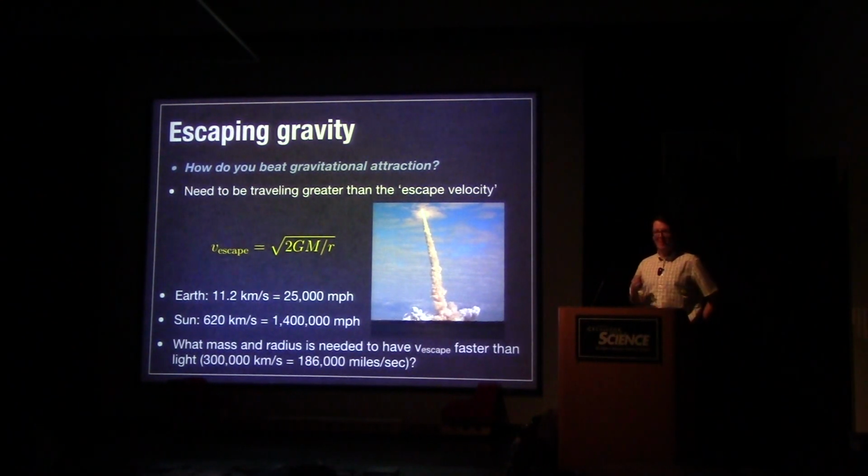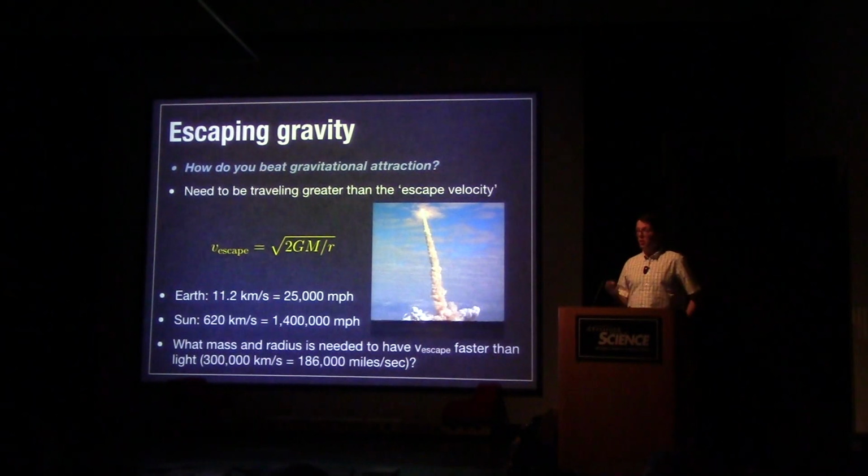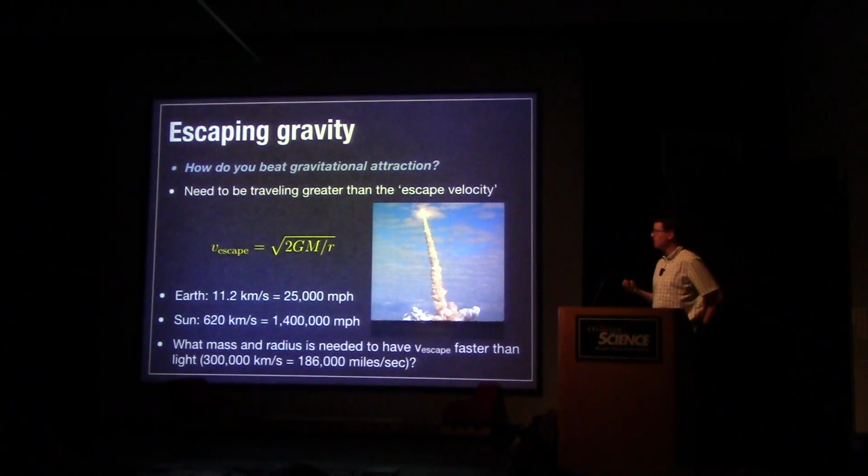And so you could ask the simple question, well, what if I just arbitrarily turn up the mass and turn down the radius? What parameters do I need to have a speed where the escape velocity is the same as the speed of light? And when that happens, what are the consequences, right? What if the escape velocity is greater than the speed of light? What does that mean for us?